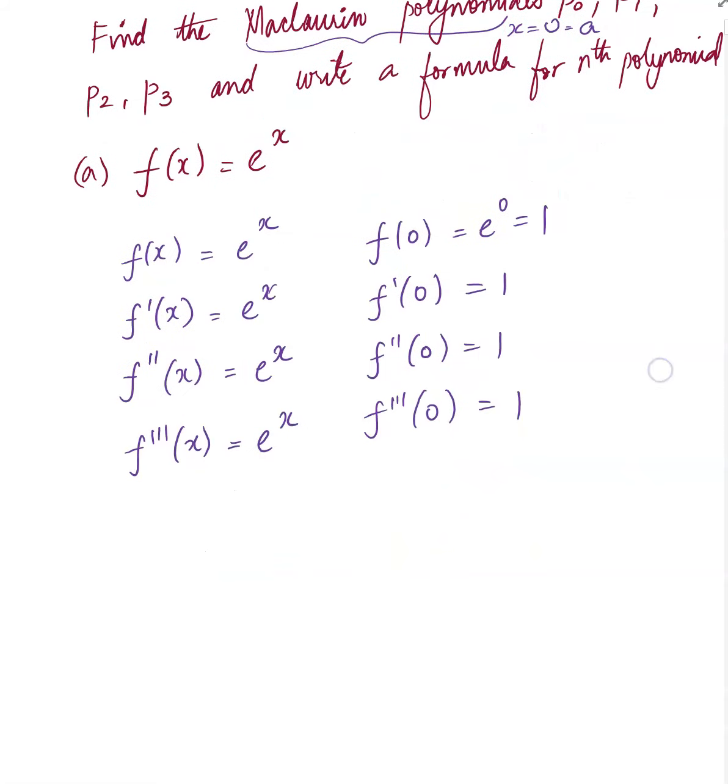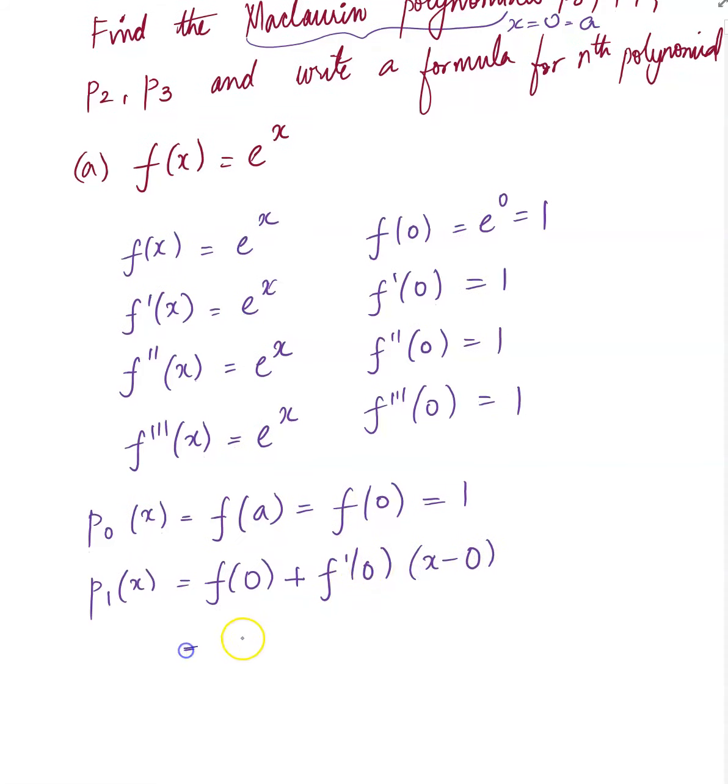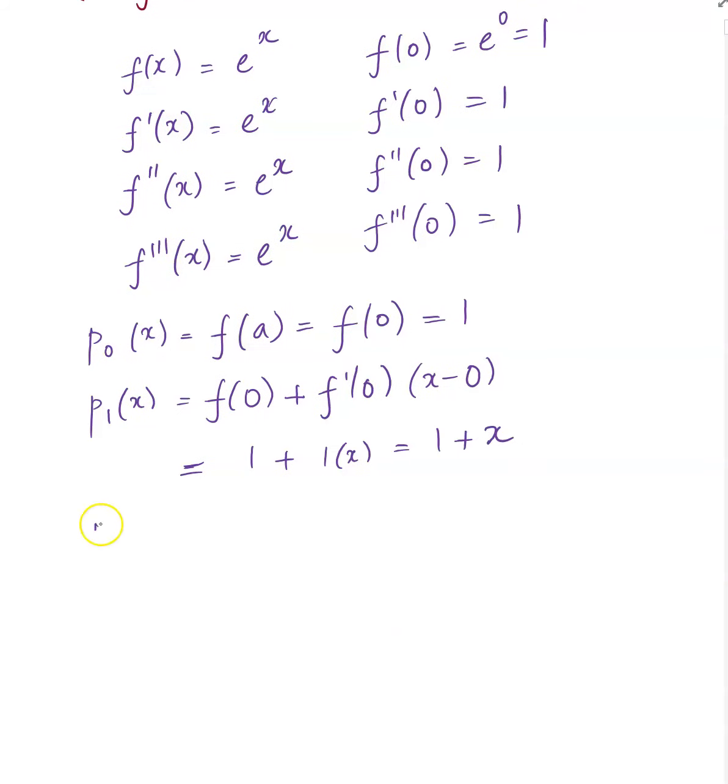Okay. Now let's find what P0 of x will be. P0 of x is f of a. Here it's f of 0, which is 1. P1 of x is f of a. Okay, we'll start putting the 0 for a. Which is 1 plus 1 times x, which is 1 plus x.